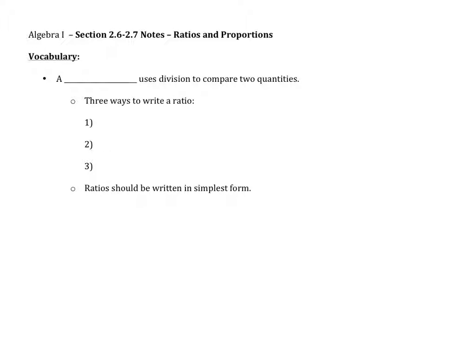Section 2.6 and 2.7 we're going to do together, and they are all about ratios and proportions. So first, let's define what a ratio is. A ratio uses division to compare two quantities, and there's three ways to write a ratio.